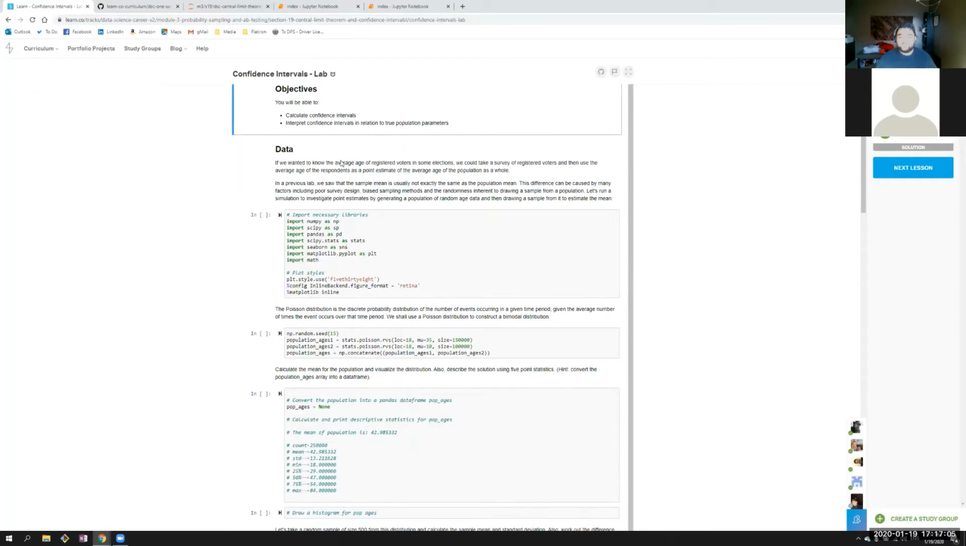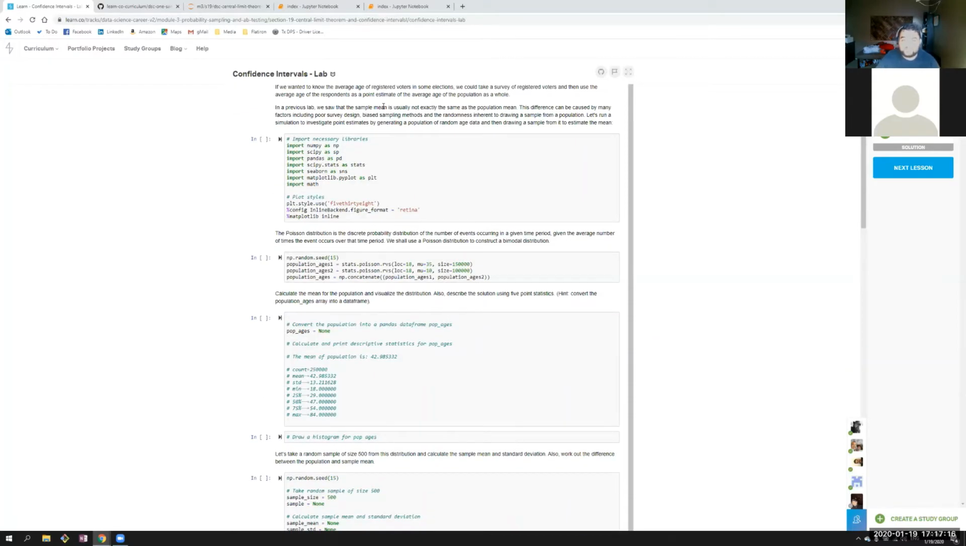If we wanted to know the average age of registered voters in some elections, we could take a survey of the voters and use the average age as a point estimate of the average age of the population as a whole. In a previous lab, we saw that the sample mean is usually not exactly the population mean. This difference can be caused by many factors, including poor survey design and the randomness inherent to drawing a sample. So that's what we were talking about before: you can sometimes get a mean that's not the true population mean, but it's not too far out there. And those means are normally distributed.